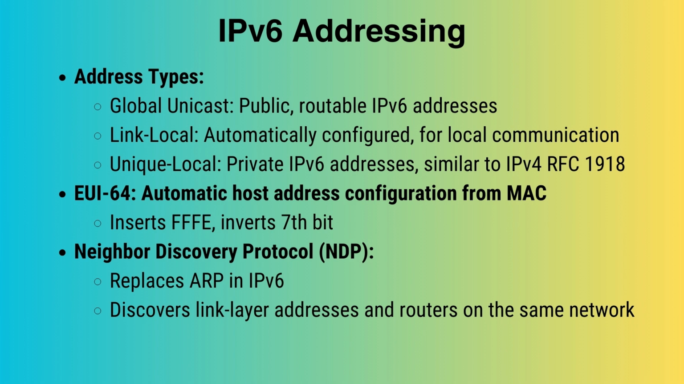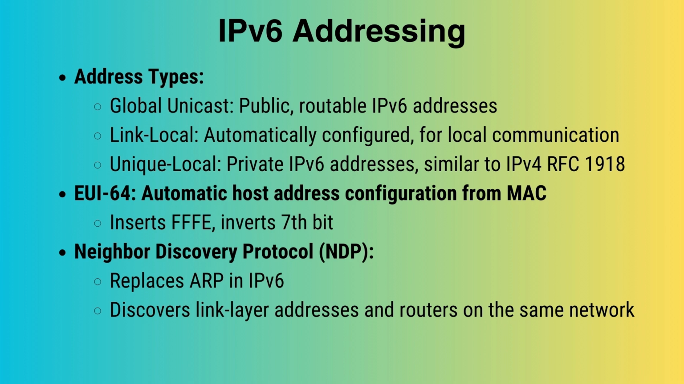IPv6 addressing resolves the limitations of IPv4, offering a vastly larger address space and improved network functionality. IPv6 addresses are 128-bit identifiers that provide ample addresses for the foreseeable future, accommodating the growing number of Internet-connected devices. There are several types of IPv6 addresses. Global unicast addresses are public and globally routable, similar to IPv4 public addresses.